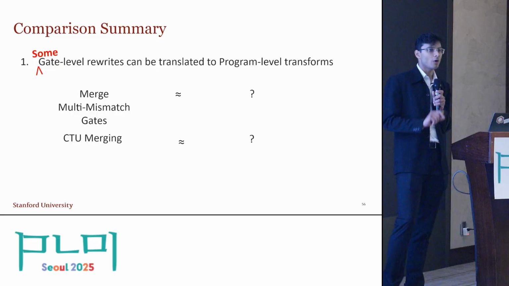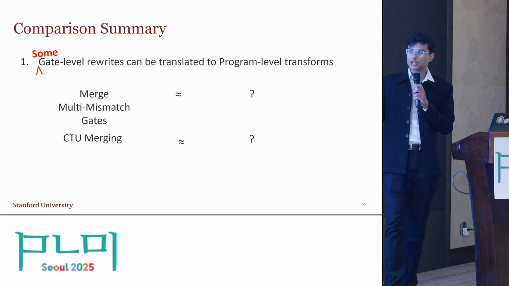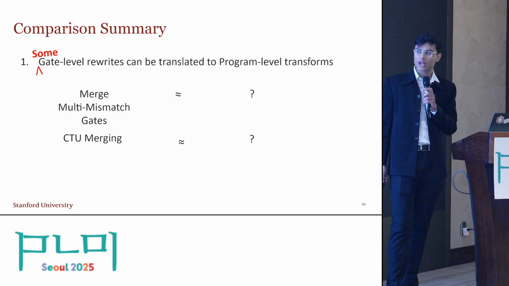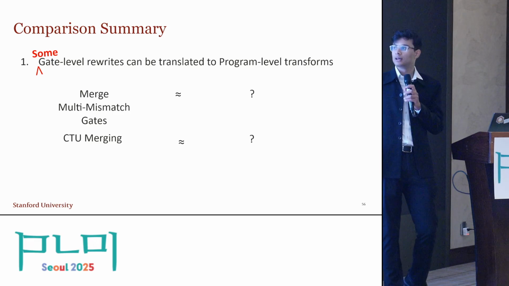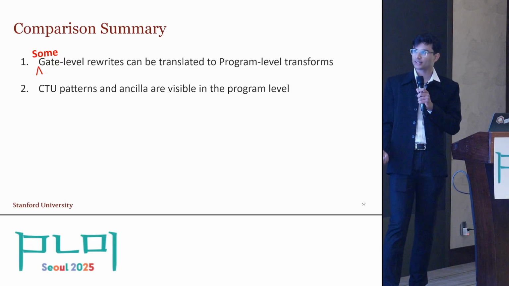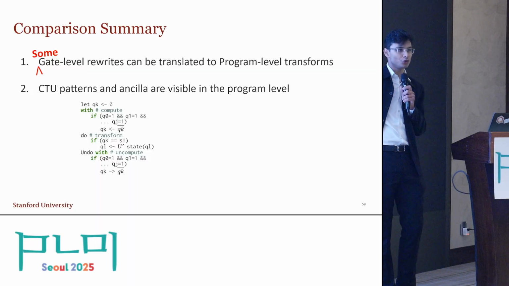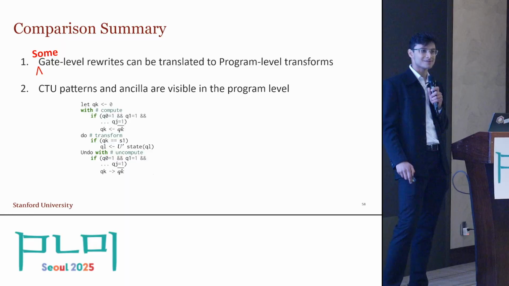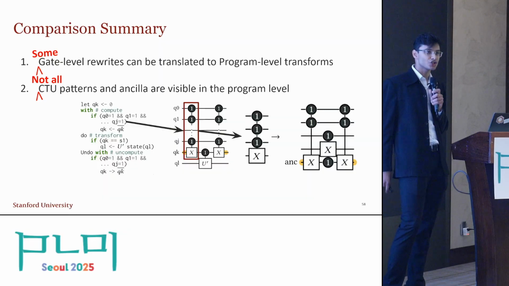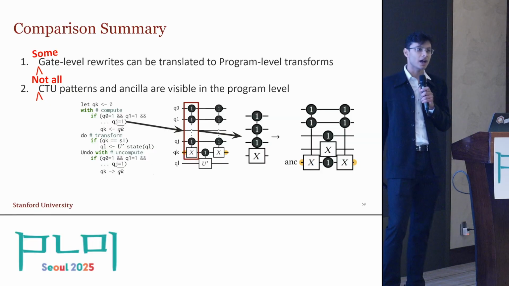But that's not the case for all gate-level rewrites, because there are a bunch of gate-level rewrites that are really hard to express in the higher-level program language. The ones we found really tricky to do and still haven't been able to figure out properly are the merging of the CTU patterns together, or merging these multiple mismatch gates together, because it results in patterns that you generally don't see in those higher-level languages, or they just don't support it easily. These CTU patterns and ancillas, while visible at the program level, like with the with, do, undo block that we've been seeing multiple times in this presentation, that's not the case for all of these patterns. That's because some of these conditional statements, for example, can get lowered to their own CTU pair on lowering. And that's just not visible in the higher level program as easily.